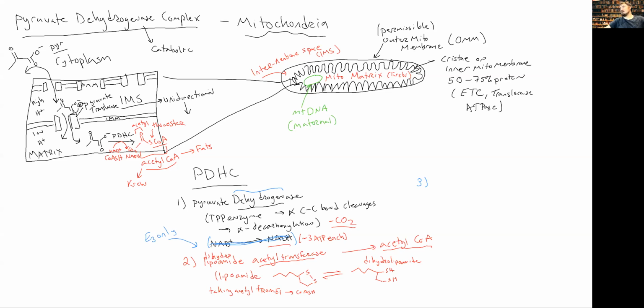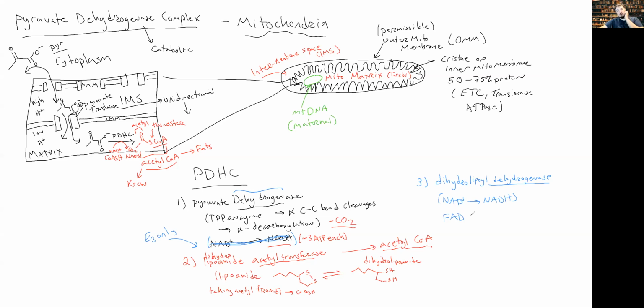What we're going to see here is our third enzyme, which is the dehydrogenase. So dihydro or dihydrolipoyl, this is the lipoamide dehydrogenase. This is the one that actually is going to be doing the NAD to NADH. And it does this through using an FAD cofactor.